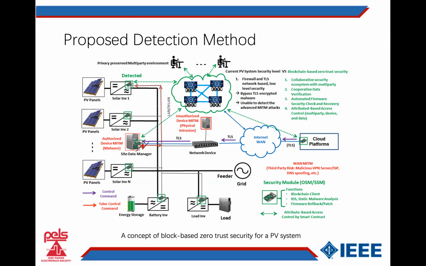The security modules are attached or installed in the critical devices in the PV system. It will be a software module or an onboard hardware module depending on the resources of the devices. The security module mainly consists of a blockchain client program, intrusion detection system, static malware analysis, and firmware rollback and patch functions. In our research, we focus on the man-in-the-middle detection method using a blockchain-based cooperative in-transit data verification process.